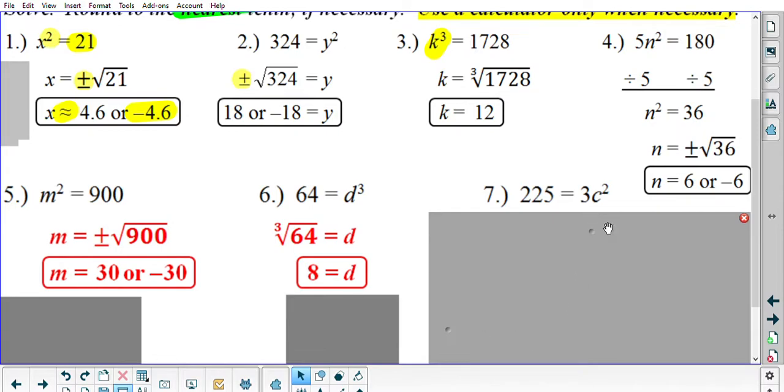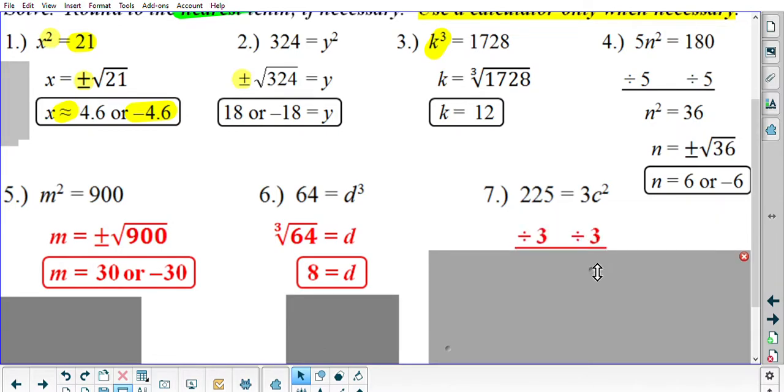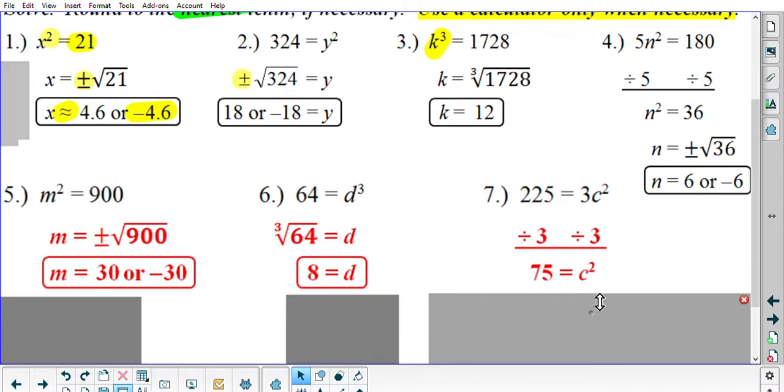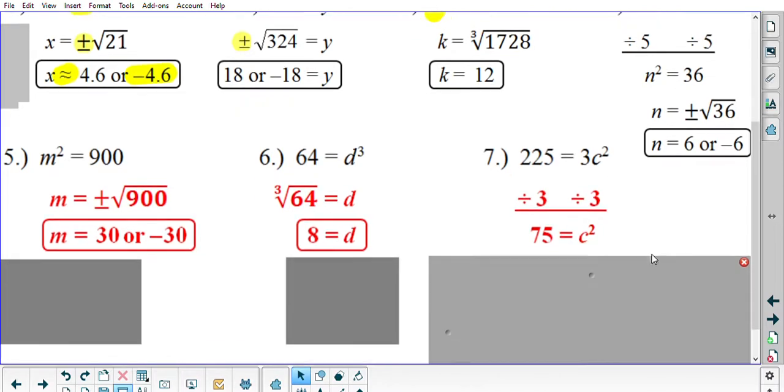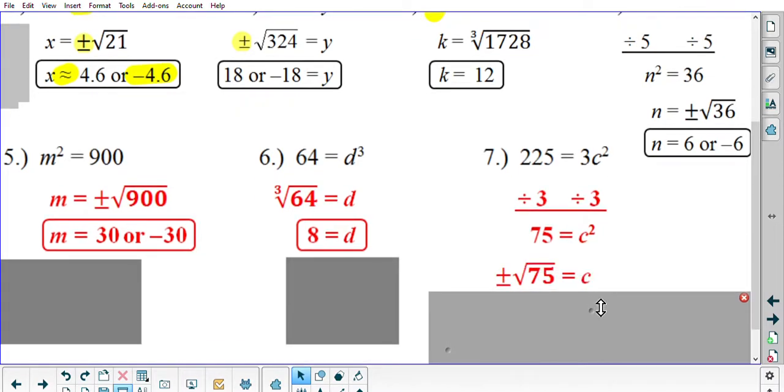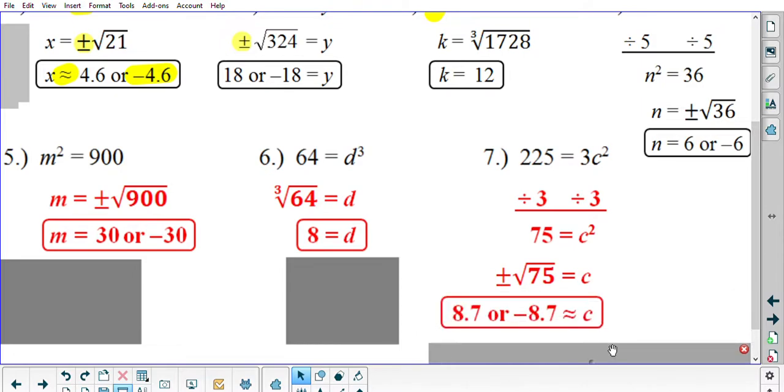Problem number 7 is kind of like problem number 4. You need to divide by the 3 first. Then that will give you c to the second power by itself, and that equals 75. Then you do the positive or negative square root of 75, and this is going to give you a decimal. You're going to have to do this in your calculator, then round it to the nearest tenth. And if I use my calculator, the square root of 75 was 8.66 and so on, and that's why it rounds up to 8.7 or negative 8.7.